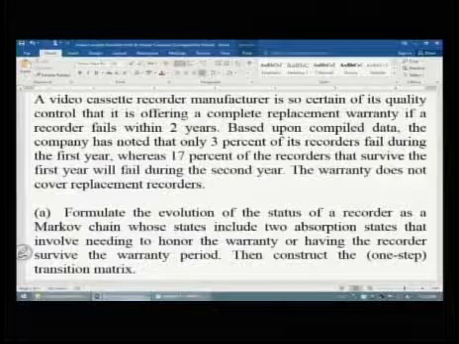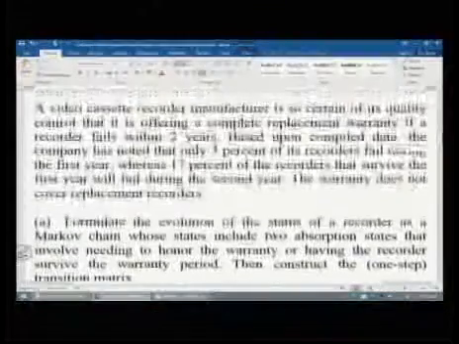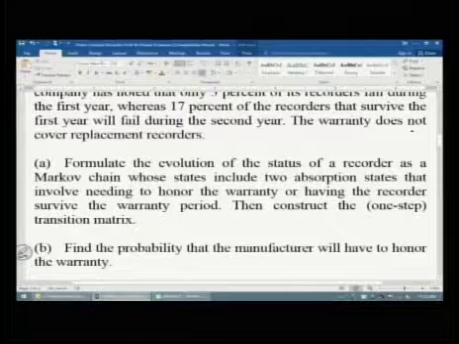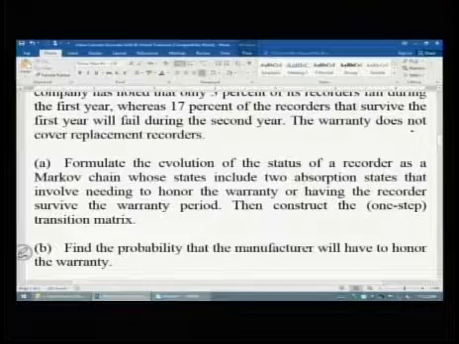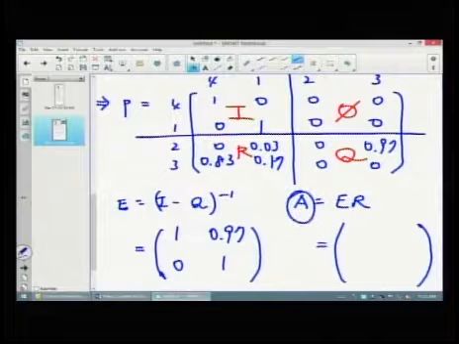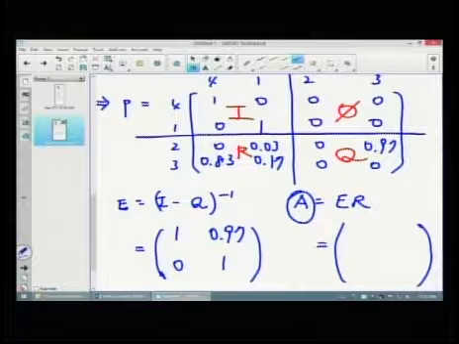So down here. Okay, to answer the second question, question B, find the probability that the manufacturer will have to honor the warranty. We need the A matrix, right? To answer the question.